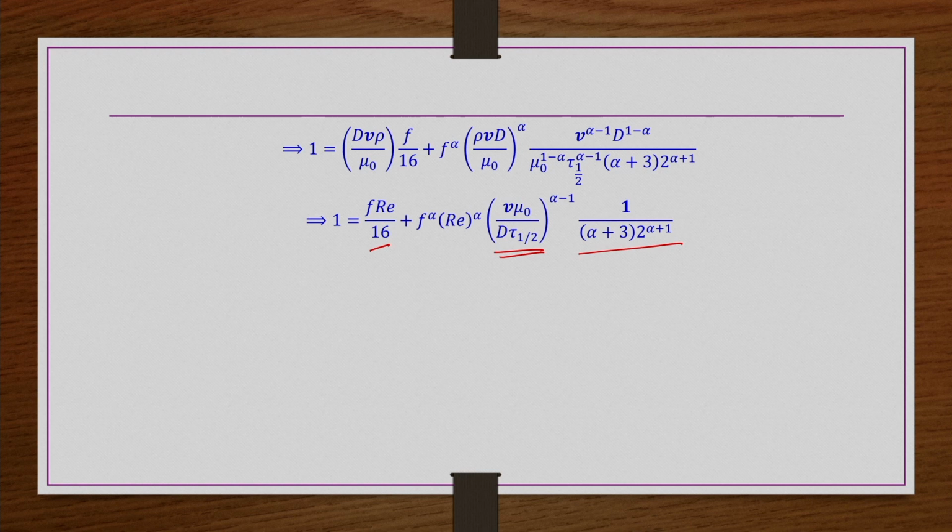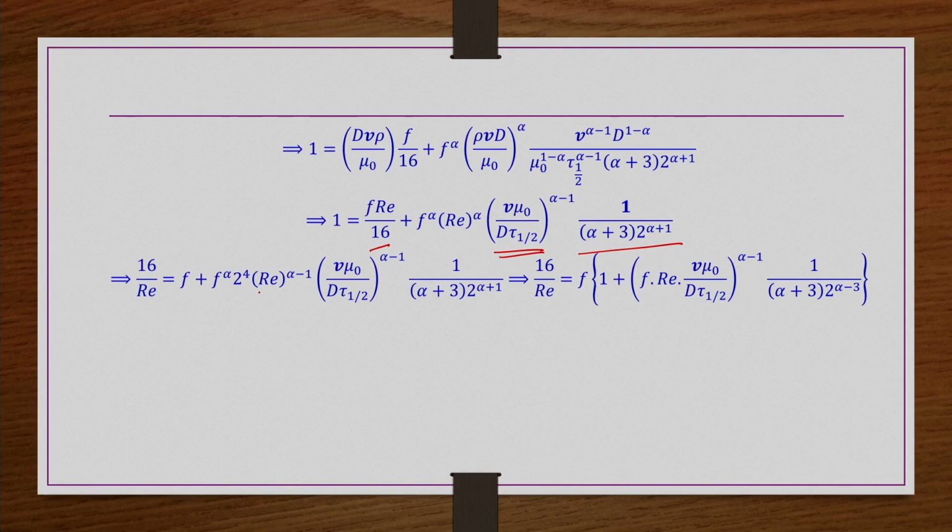Next step, we are going to multiply both sides by 16 by Re, because we wanted to write this also in the Newtonian case, where f is equal to 16 by Re. That is the reason I am multiplying this equation on both sides by 16 by Re. So the right hand side's first term is f, and the second term has 16 by Re, where I write 16 as 2 power 4, and Re power alpha divided by Re as Re power alpha minus 1, with the rest of the terms as they are.